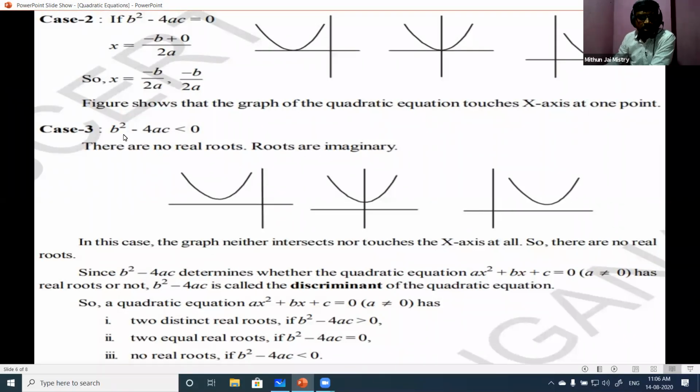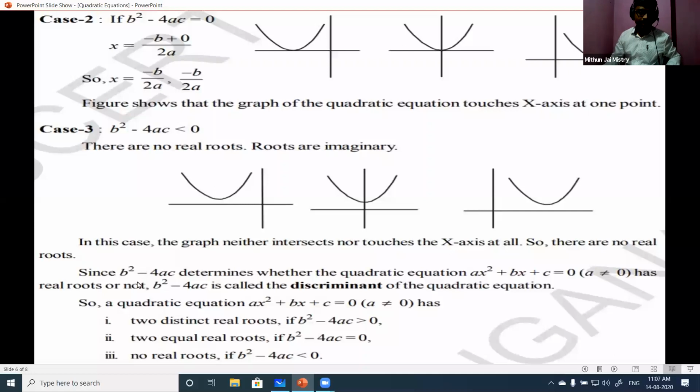If the value of b square minus 4ac is less than 0, that is negative, then the graph, the parabolic graph or parabola, the U-shaped curve of a quadratic polynomial or equation drawn on the graph, is not intersecting the x-axis. When it is not intersecting, it is not having any solution. So there are no real roots. They do have roots, but they are imaginary, because real roots can be plotted on a number line. So here we say that there are no real roots.